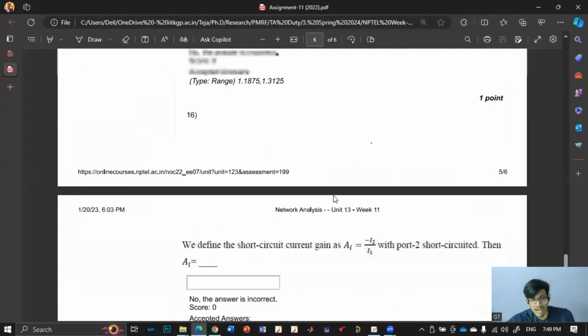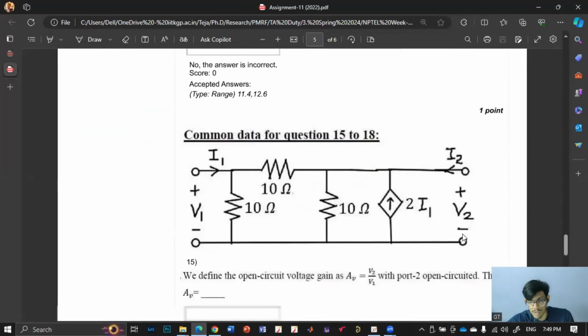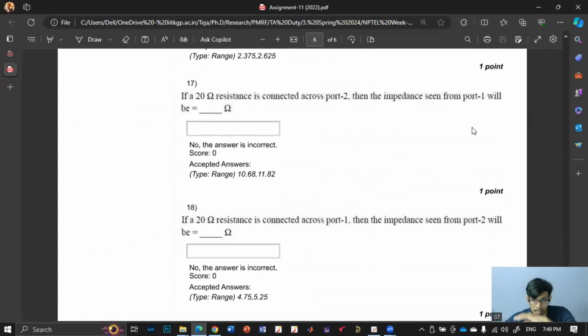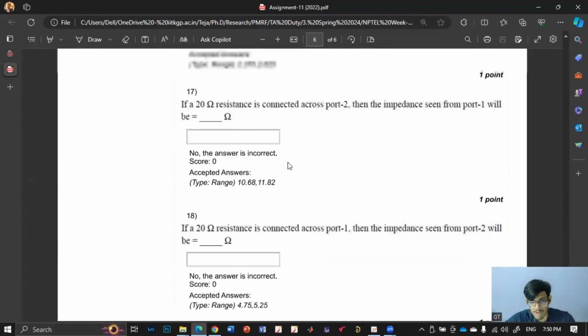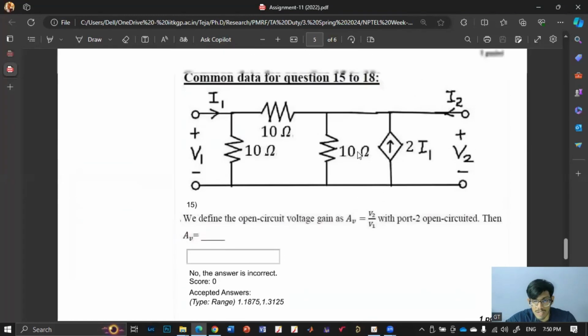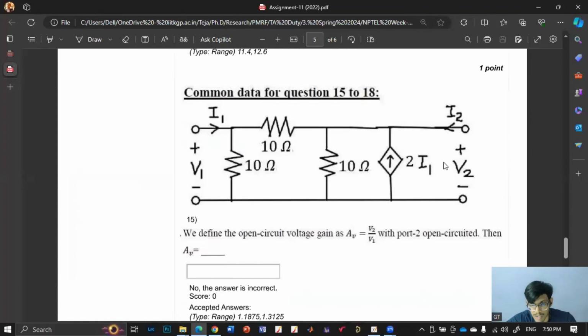In the third part, they are saying that they have connected a 20 ohm resistor at port 2. What is the impedance seen from port 1? How do we do this? Let us see, if we connect a 20 ohm here, then 20 ohm and 10 ohm are in parallel, right? So 10 ohm and 20 ohm in parallel is 20 into 10 by 10 plus 20, which is 20/3. So the entire circuit will remain the same, only here there will be a 20/3 ohm resistance.